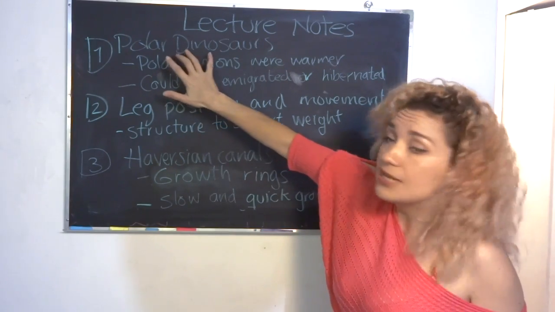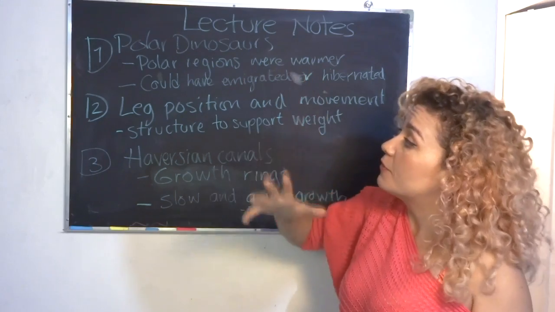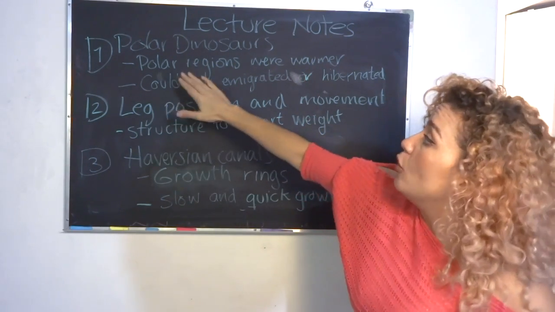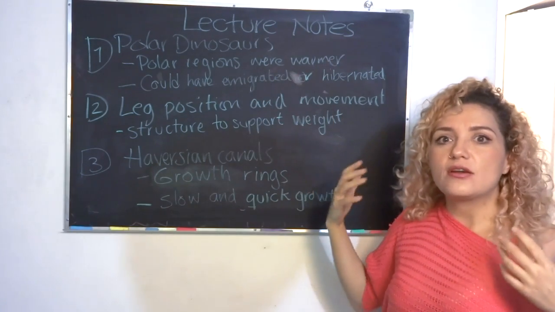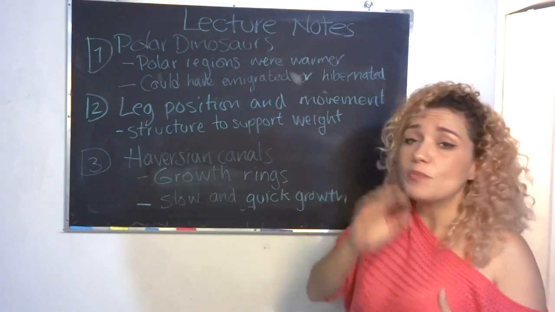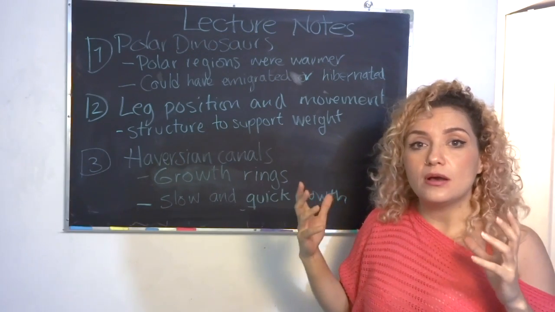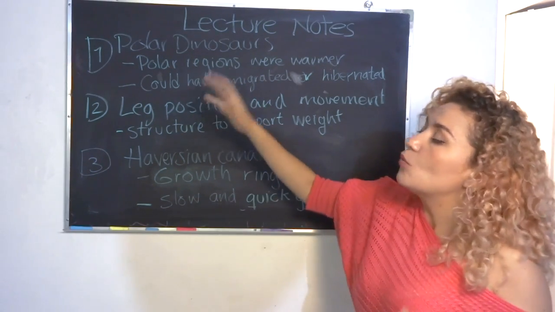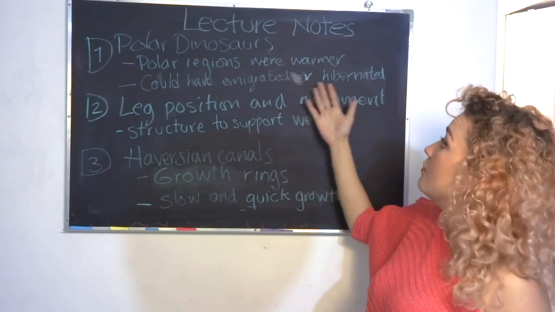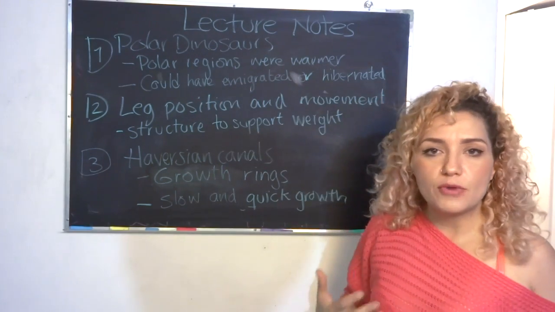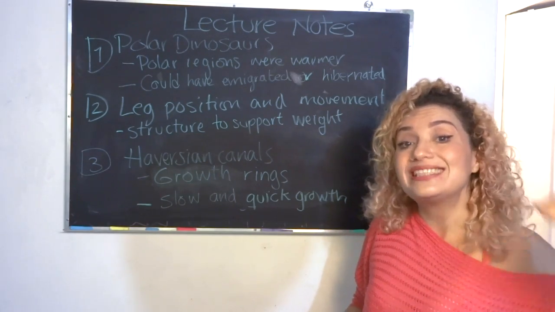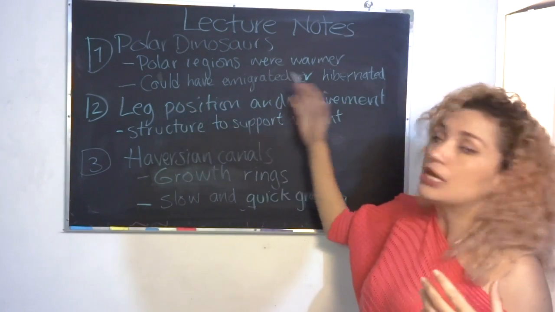So the polar dinosaurs point, the professor explains that back in the day of the dinosaurs, the polar regions were warmer than they are today. So pretty much any animal could survive, especially in the warm months of the year. And whenever it was cold, they could have just emigrated to other areas or could have just hibernated like modern reptiles do today. Then the professor goes to the second point, which is the leg position and movement.